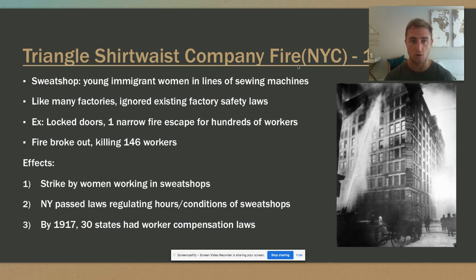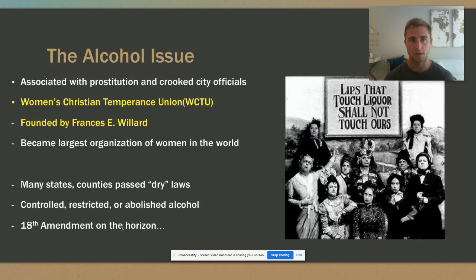And so as a result, this fire breaks out, and many women are either going to burn to death or jump to their death out of this building. And so it really highlights that there needs to be regulations in businesses that can protect the worker. And so we start to see New York leading the way, regulating the hours and the conditions of sweatshops, and then other states are going to come in and pass laws that are going to give better worker compensation to workers and more protections in the workplace.